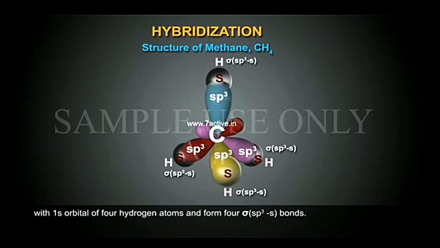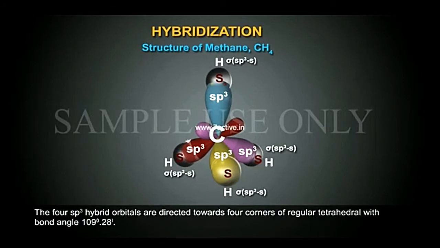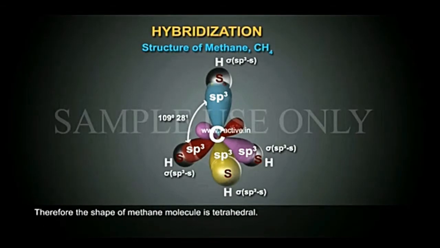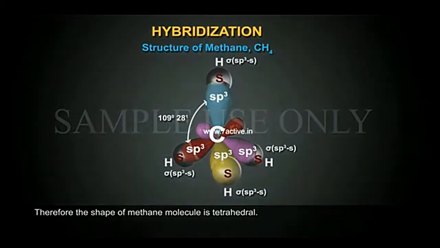These C-H bonds are in tetrahedral shape with bond angle 109 degrees 28 minutes, and the molecule is tetrahedral in shape, and the bond angle here is 109 degrees 28 minutes.